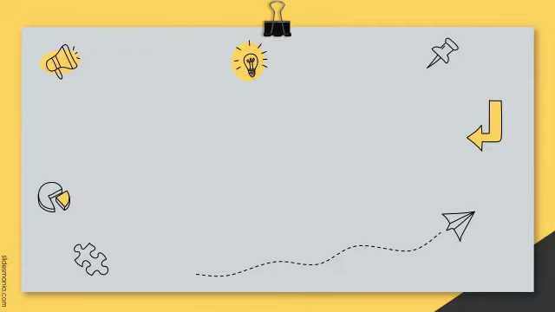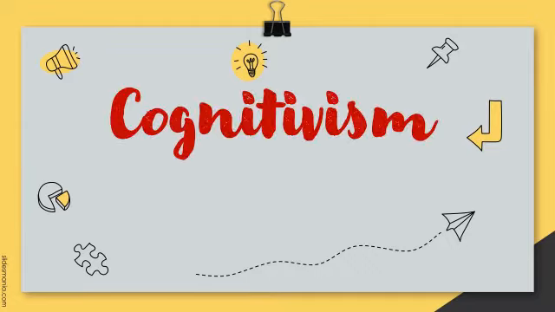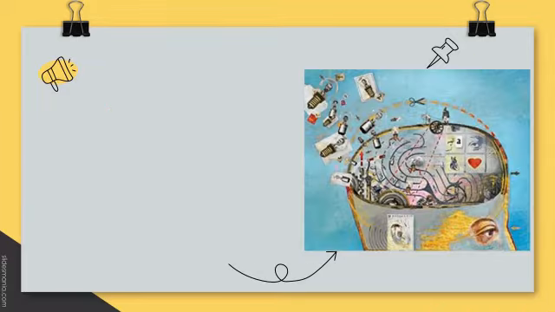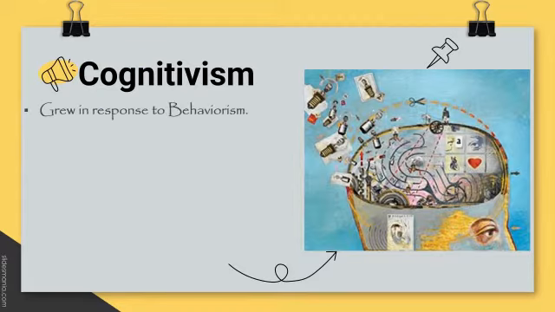Another learning theory that we are going to talk about is cognitivism. This learning theory focuses on how information is received, organized, stored, and retrieved by the mind. The cognitivist theory replaced behaviorism during the 1960s as the more dominant learning paradigm. Cognitivism counters the behaviorist theory, which treats people as programmable test subjects that merely respond to environmental stimuli and ignores the idea that thinking plays an important role.